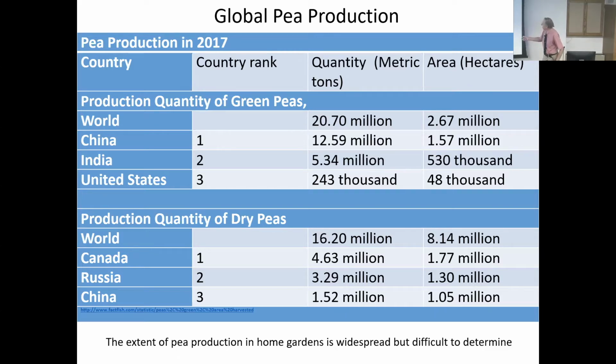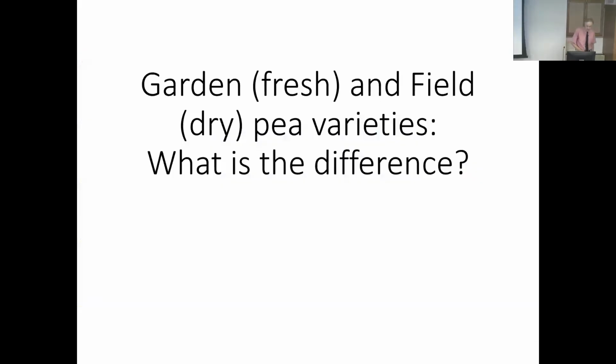At the top, we have green peas. Interestingly, China is by way and above anybody else as the main producer of green peas. Dry peas produce a large tonnage as well, and for that, Canada is the main producer of dry peas.